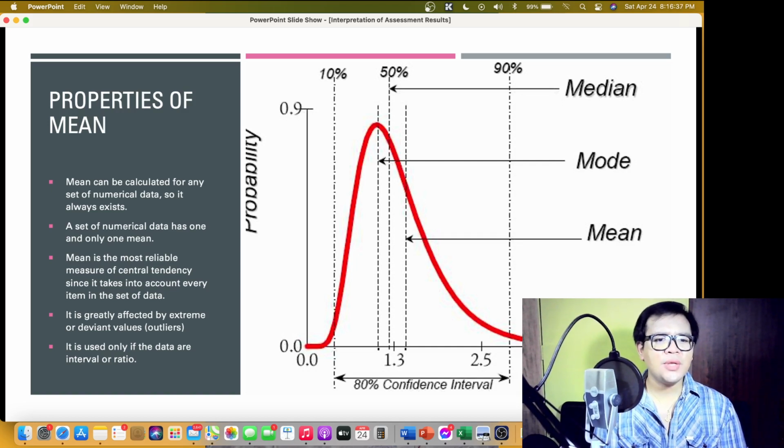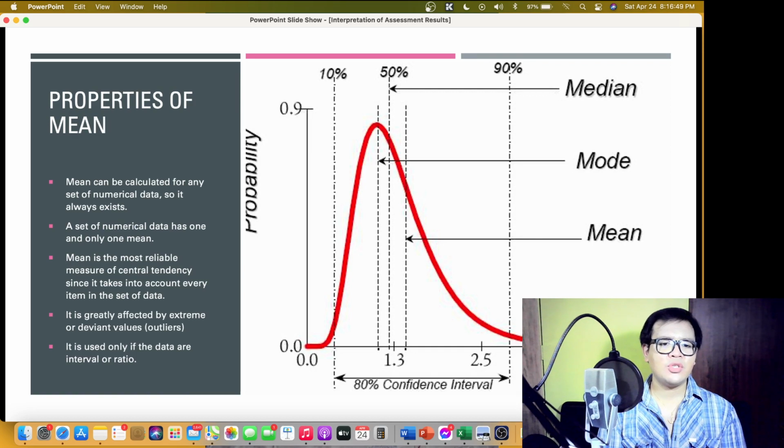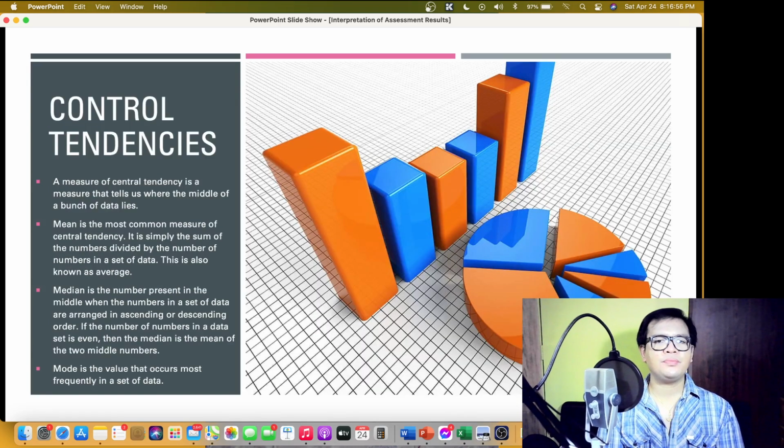And the mean is the most reliable measure of central tendency, and it takes into account every item in the set of data. It's also greatly affected by extreme or deviant values, which are the outliers. And it's also used only if the data are in an interval relation.